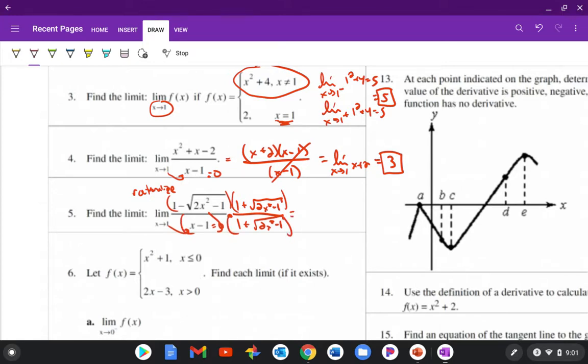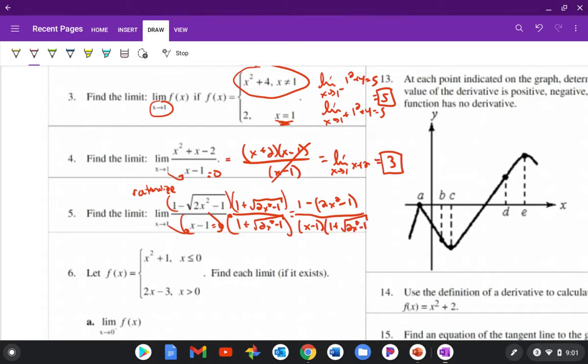On the top, when we FOIL that, the first 1 times 1 is just going to be 1. The two middle terms are going to cancel because we have a minus radical 2x squared minus 1 and a plus radical 2x squared minus 1. So the middle terms cancel out. We don't even need to write those. But then when we do the last terms, the radicals is going to be minus. If you do something in a radical times itself, the radical just cancels and leaves us with 2x squared minus 1. On the bottom, we're just going to leave it as is right now, x minus 1 times 1 plus the square root of 2x squared minus 1.